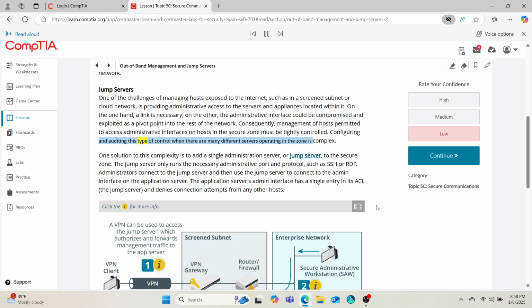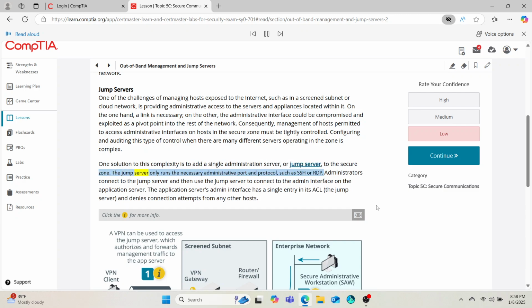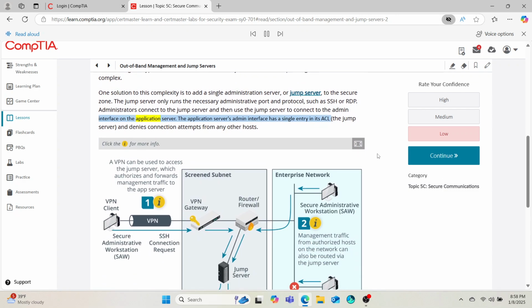Configuring and auditing this type of control when there are many different servers operating in the zone is complex. One solution to this complexity is to add a single administration server, or jump server, to the secure zone. The jump server only runs the necessary administrative port and protocol, such as SSH or RDP. Administrators connect to the jump server and then use the jump server to connect to the admin interface on the application server. The application server's admin interface has a single entry in its ACL, the jump server, and denies connection attempts from any other hosts.